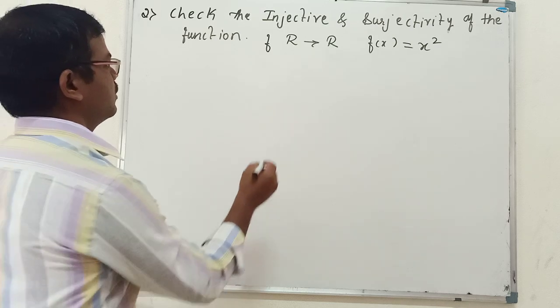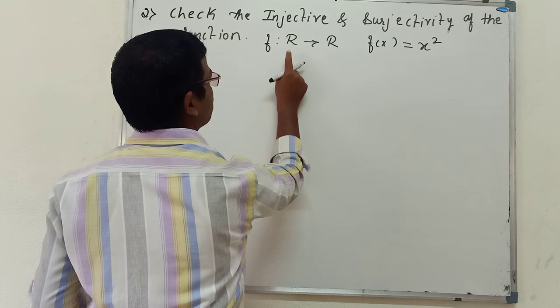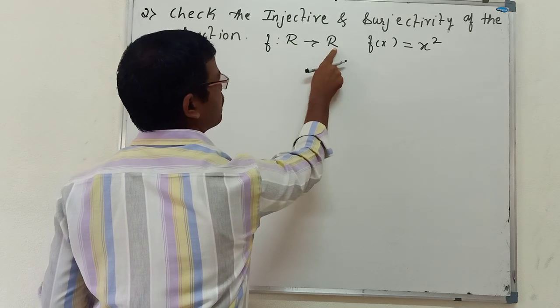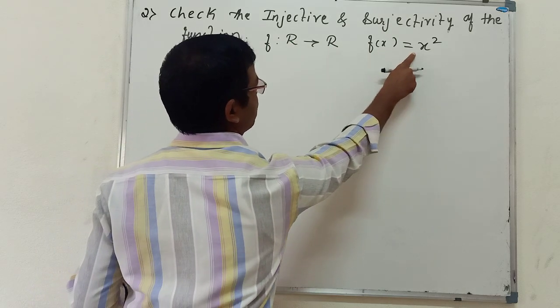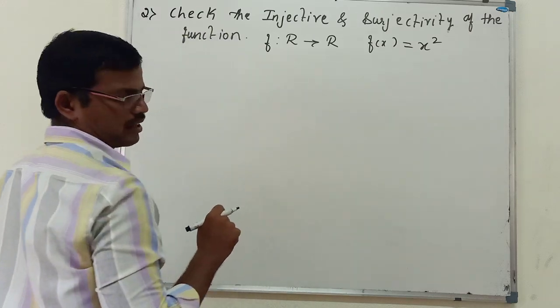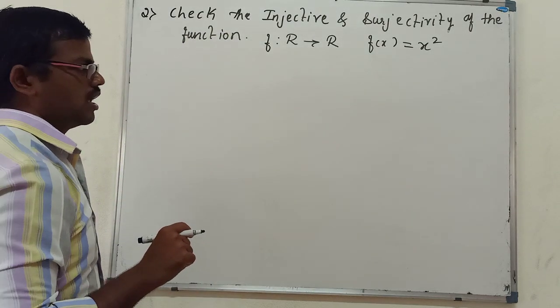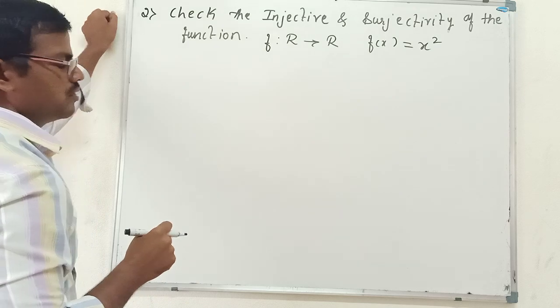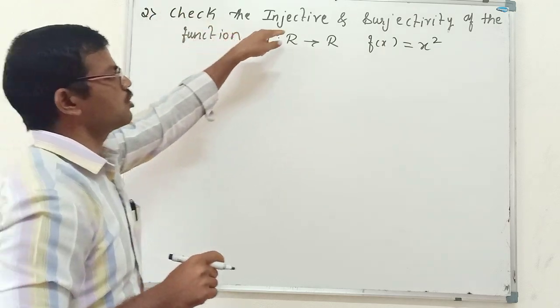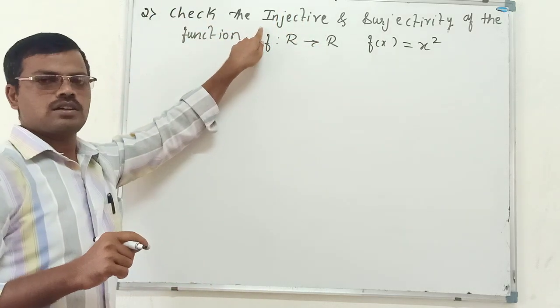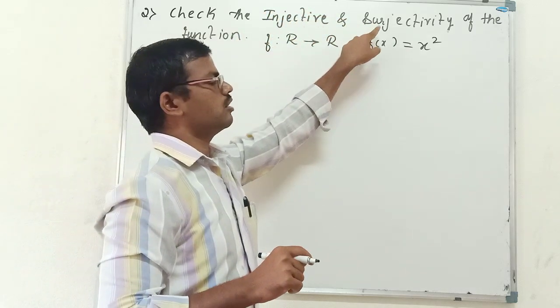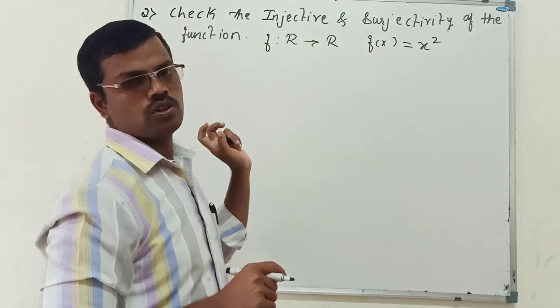So here the function is defined from where to where? Real numbers to real numbers, and f of x is given as x square. Let me discuss injective and surjective. Injective means one-one, surjective means onto function. That we have to discuss.